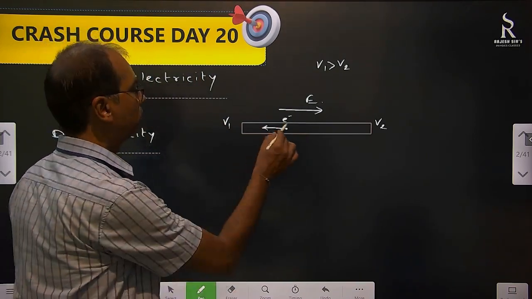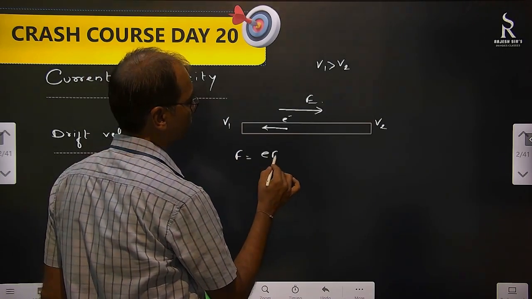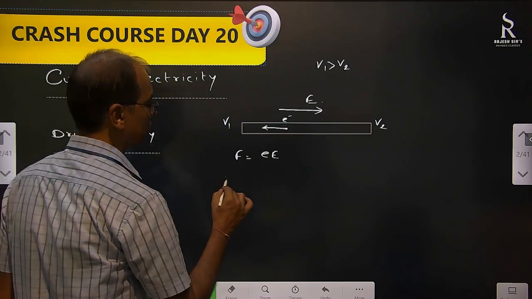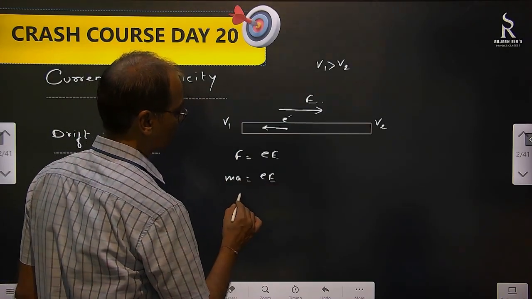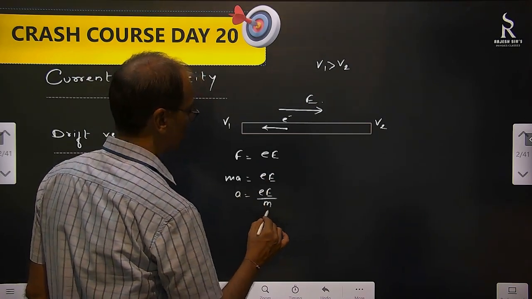Because of this, there is a force acting on it. What is that? F equal to eE. And because of that, there will be acceleration. So we will say mass into acceleration is equal to eE. So acceleration is eE by m.